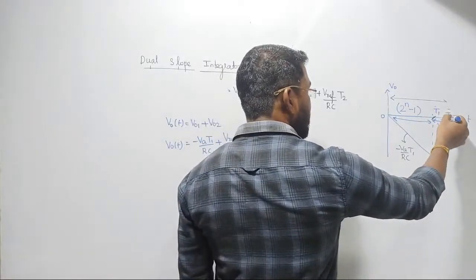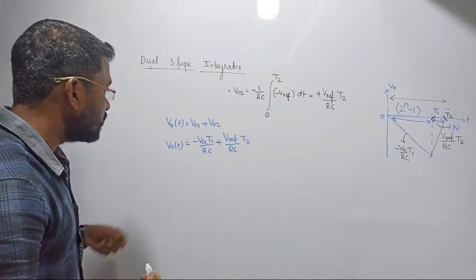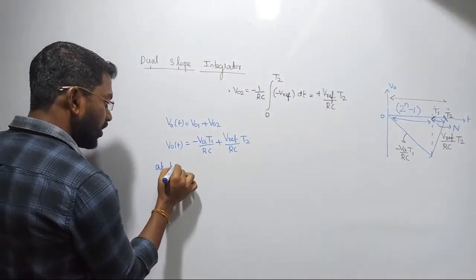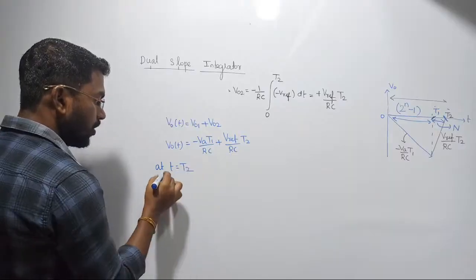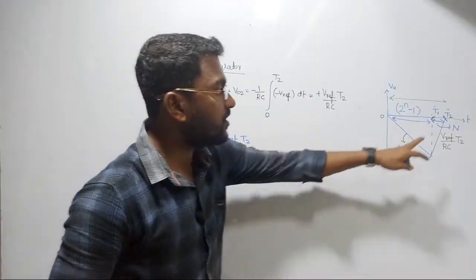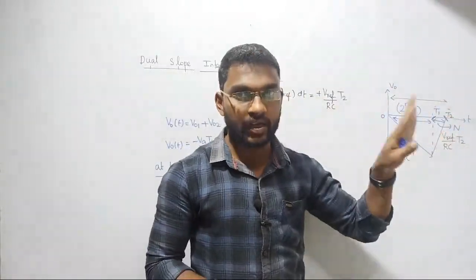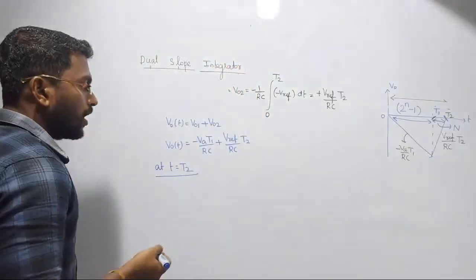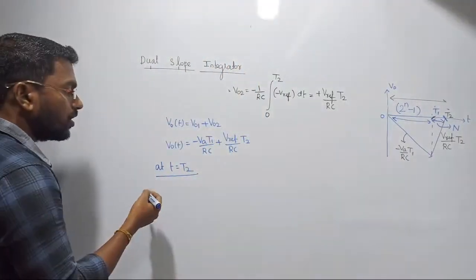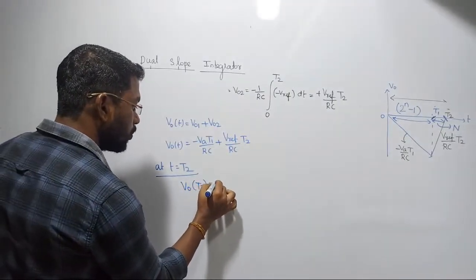Finally, when we are touching this T2 part, once again your counter is reset. Completely your output voltage will become 0 exactly at t equal to T2. While reaching t equal to T2, V0 of T2 will become 0, because at this point your counter is reset. In order to know the relation between these two, I am selecting that point, so at t equal to T2, I can write V0 of T2 equal to 0.